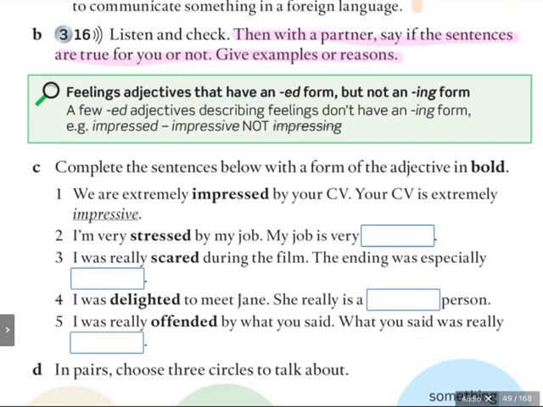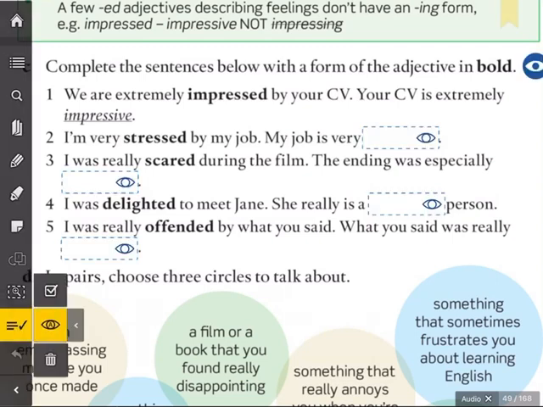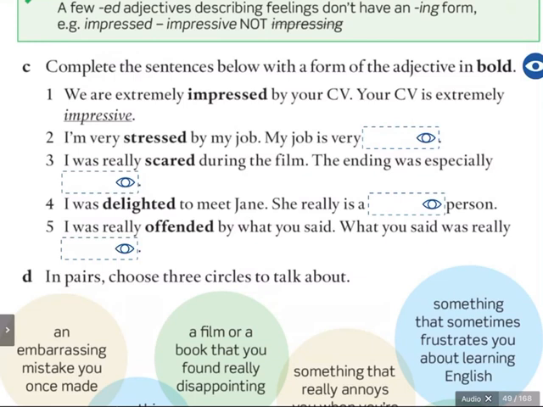Let's have a look. So it says a few ed adjectives describing feelings don't have an ing form. So for example, impressed. And this is a very important one because this is a very useful adjective. So impressed, the other alternative is impressive. Burgos Cathedral is quite impressive. So not impressing. Okay, so in this case, we have the ed, impressed, but we don't have an ing, we have impressive. Now in exercise C, we're going to see some more examples now of adjectives which exist with an ed form but do not have an equivalent ing form. Let's see.